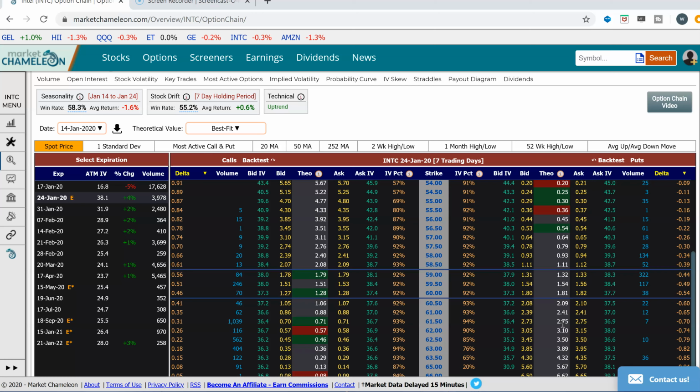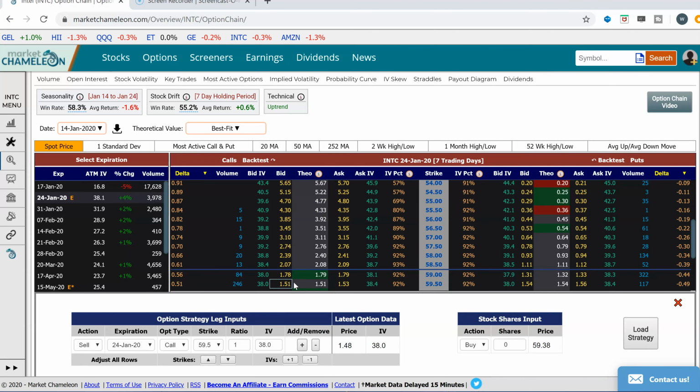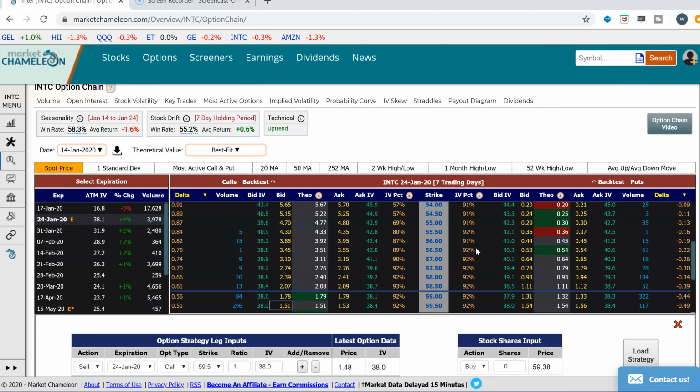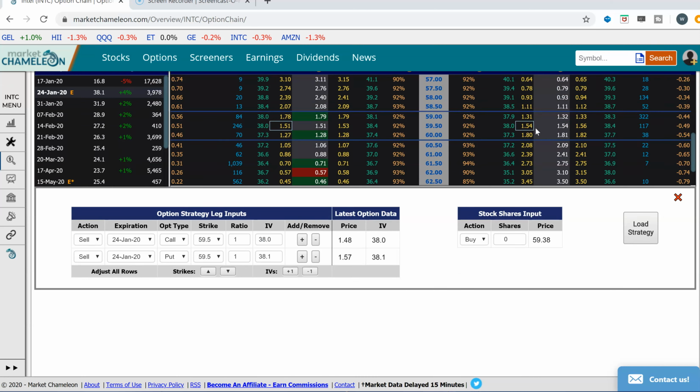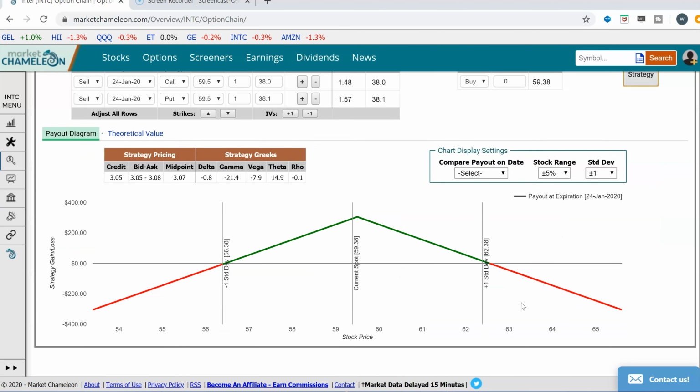So I might want to do something like sell a straddle, and selling a straddle is selling a call. So here I clicked on the bid in the 59.5 call strike, which is the closest to the spot price, and I'm also going to sell a put. So you're selling a call and a put simultaneously on the same strike. That's a straddle. You could see here the first thing that popped up after I clicked on them is selling the Jan 24th 59.5 call for $1.48 and selling the Jan 24th 59.5 put for $1.57. So I'm going to load this strategy to see what the diagram looks like at expiration.